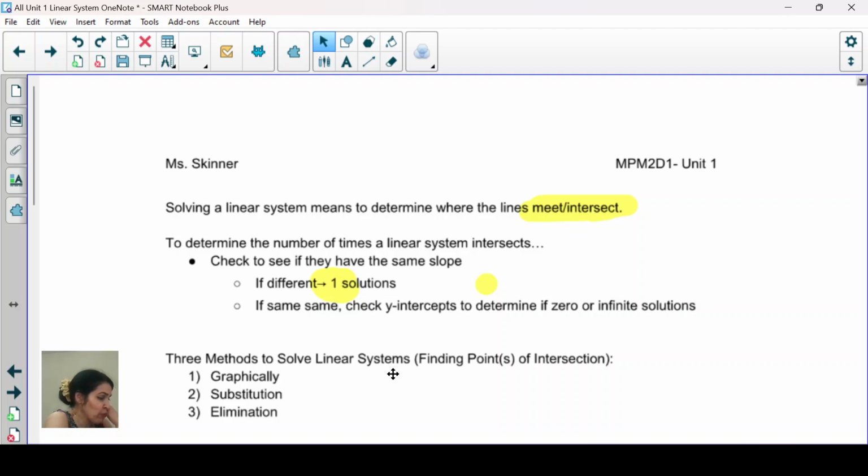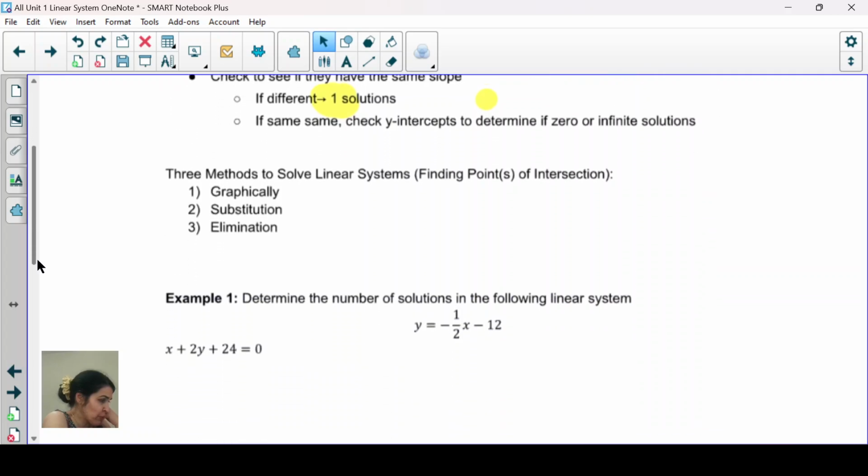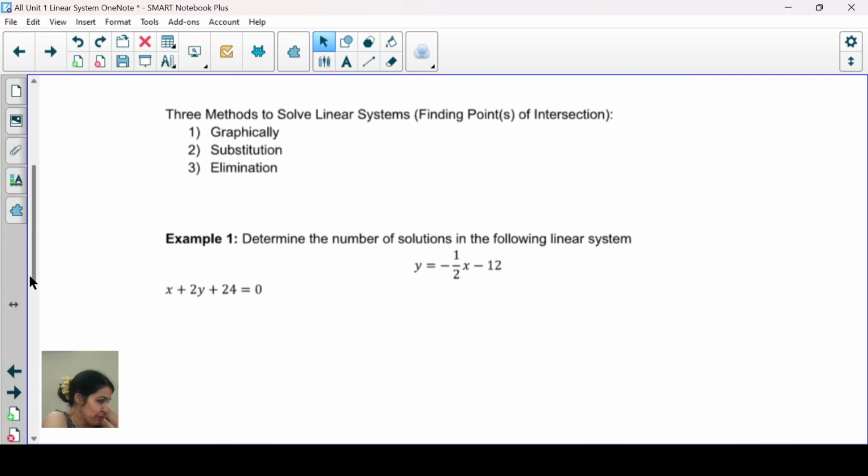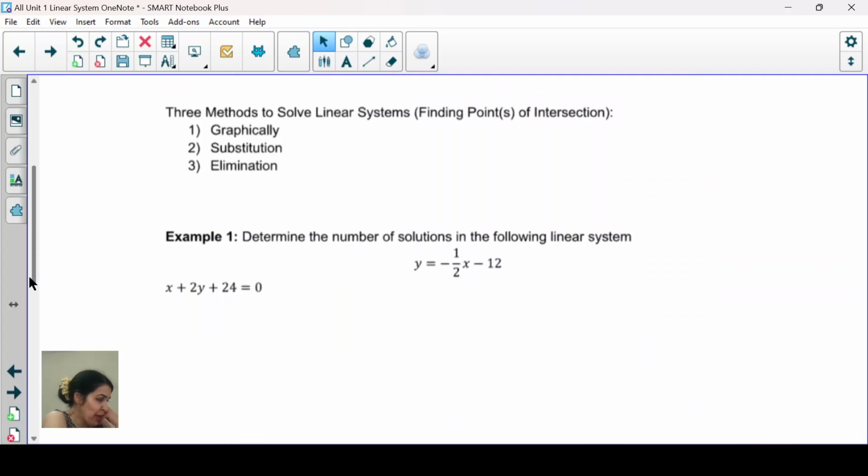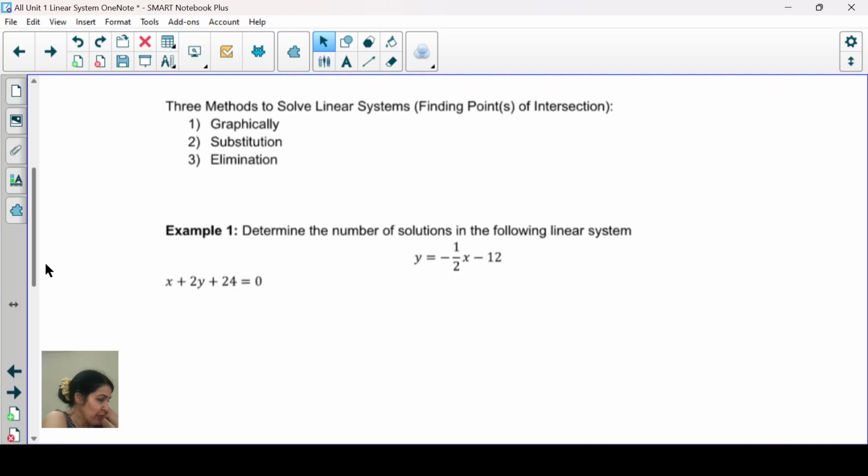There are 3 methods of solving linear equations. One easy one is by graphing. You graph both lines and see whether you have a solution, and what the solution is. Second is substitution, and third is elimination. You already know how to do it by graphing. But for now, in this lesson, determine the number of solutions in the following linear systems.